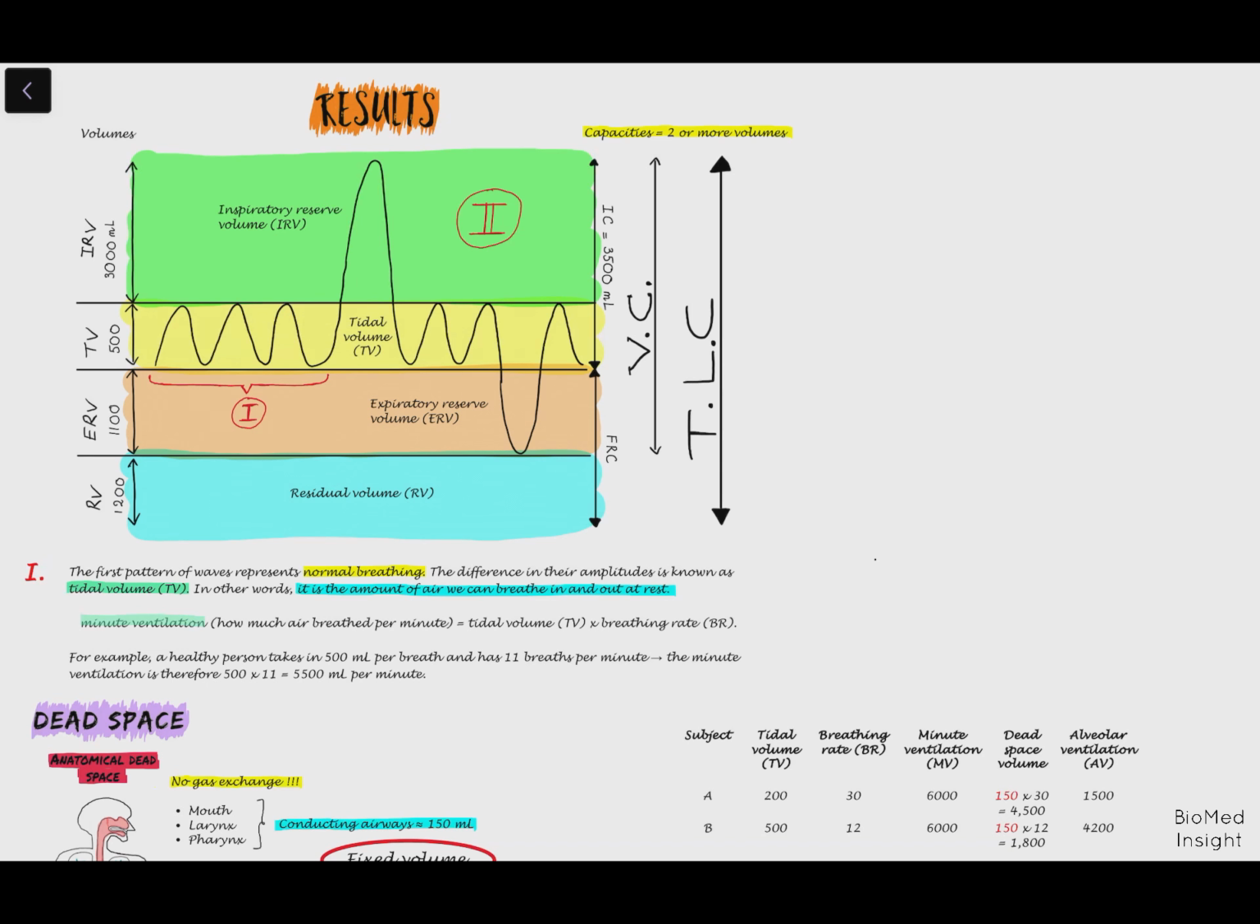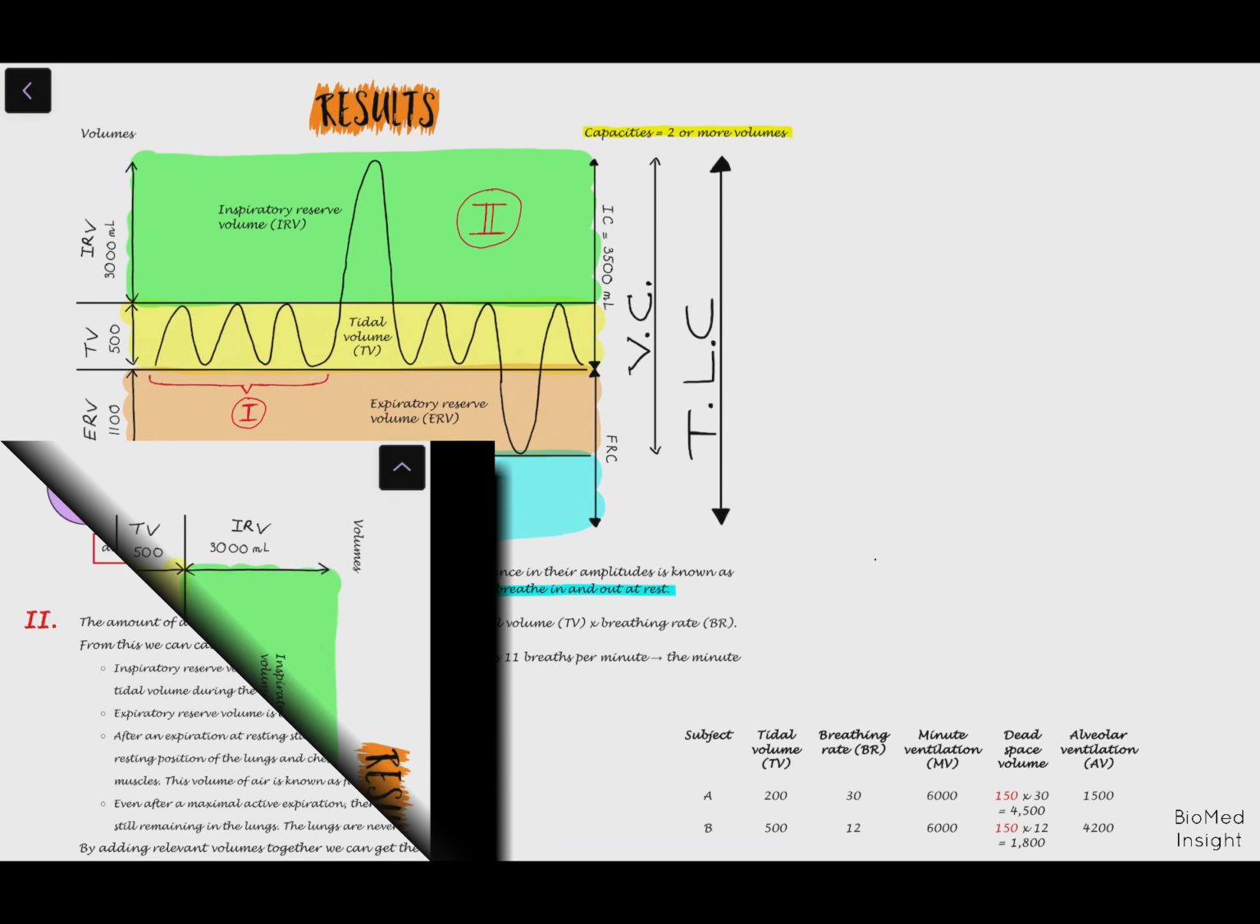Another important term is minute ventilation. It is how much air breathed per minute and is calculated by tidal volume times the breathing rate. For example, a healthy person takes in 500 ml per breath and has 11 breaths per minute. The minute ventilation is therefore 500 times 11, which equals 5,500 ml per minute.